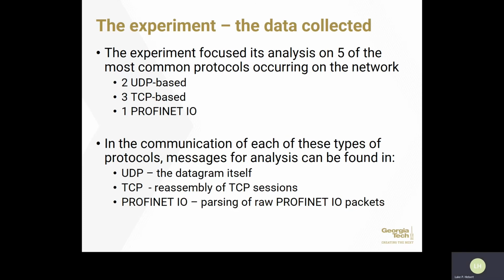As mentioned before, only the 5 most prominent protocols on the control network were used in the experiment. 2 of them are UDP-based and 3 were TCP-based. The field level protocol was Profinet IO, a protocol commonly used in communication among PLCs and IO modules.